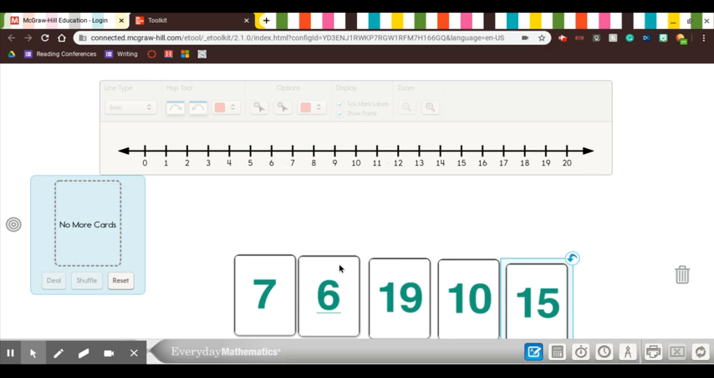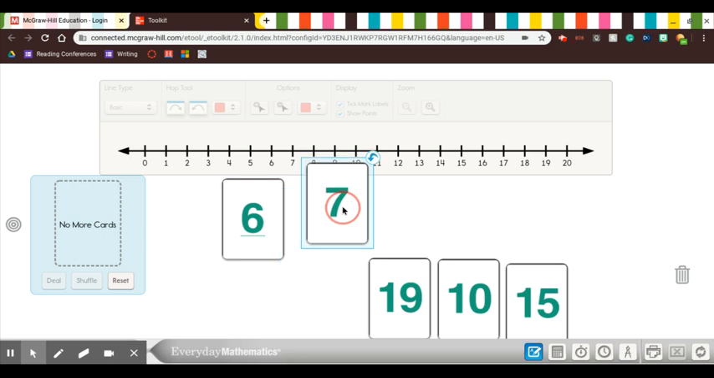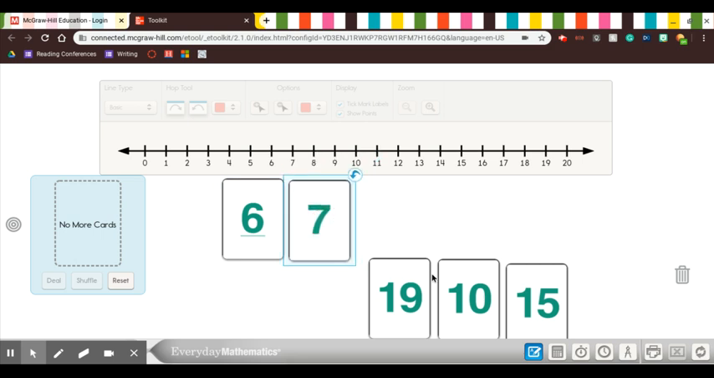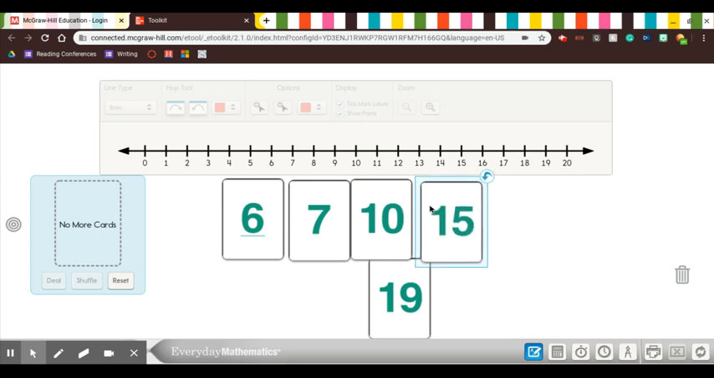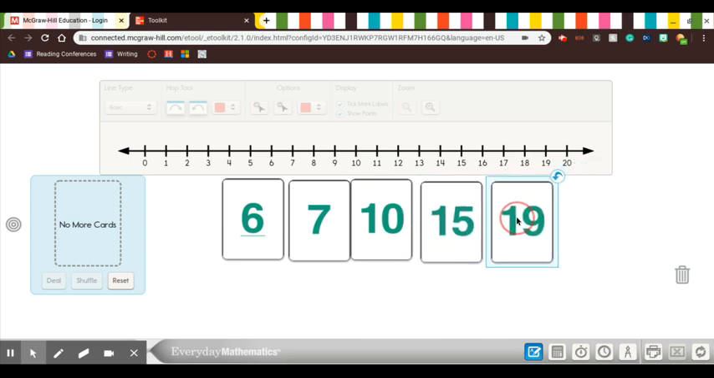All right, now my turn. 6 is the first one. So I'm going to move this 6 up. Then I see a 7. And then 10, 15, 19. Is this what you did?